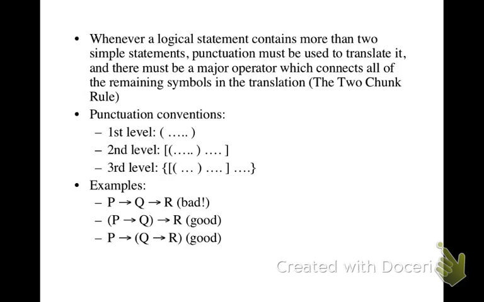In the one where P arrow Q are chunked together, that's one chunk, and then R is the other. And then the major operator is the second arrow in that case. Whereas in the third formula, where we've chunked Q arrow R together, we have two chunks. One chunk is the P, and the other chunk is the Q arrow R. And in this case, the major operator is the first arrow from the left.